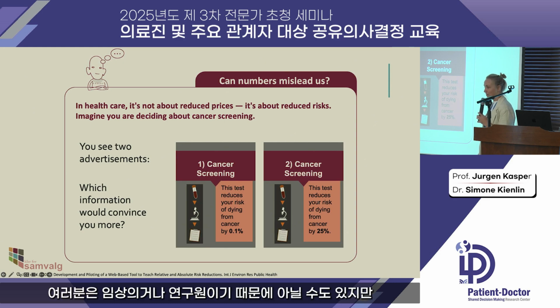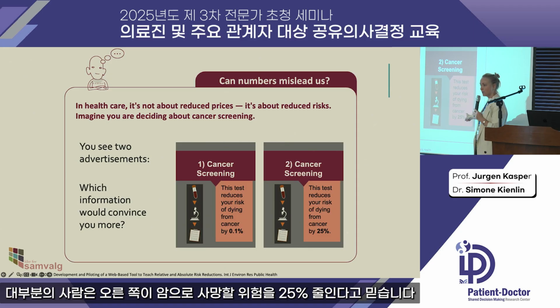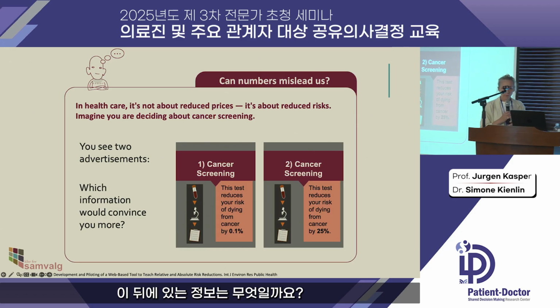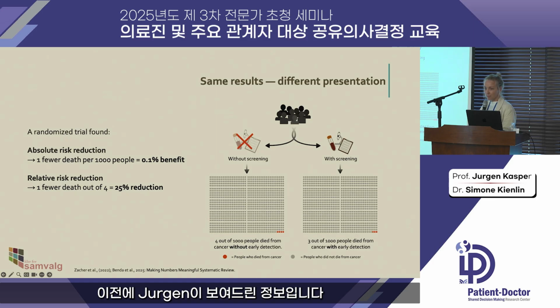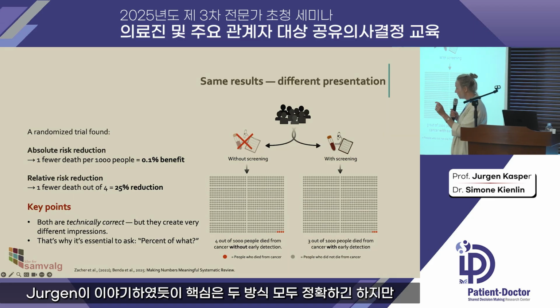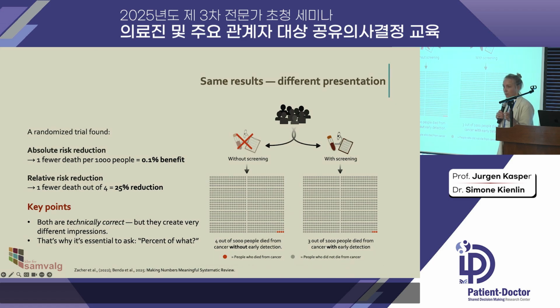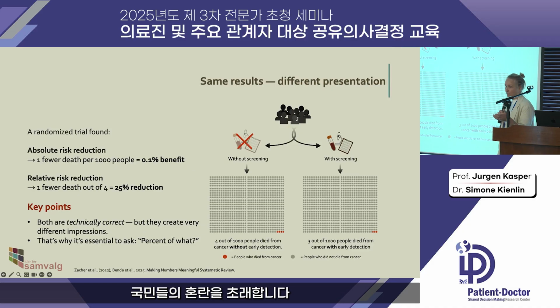I think most people, maybe not you, because you're researchers and clinicians, but most people would think that this test reduces your risk of dying of cancer by 25%. Oh, I will choose this test. It looks very good. And what is the information behind this? It's the information Jürgen presented earlier. So the key point, as Jürgen said, is that both are technically correct, but they create very different impressions for the patient. And often newspapers in Norway, maybe it's like this in Korea as well, use relative risks. And that's very confusing for the population.